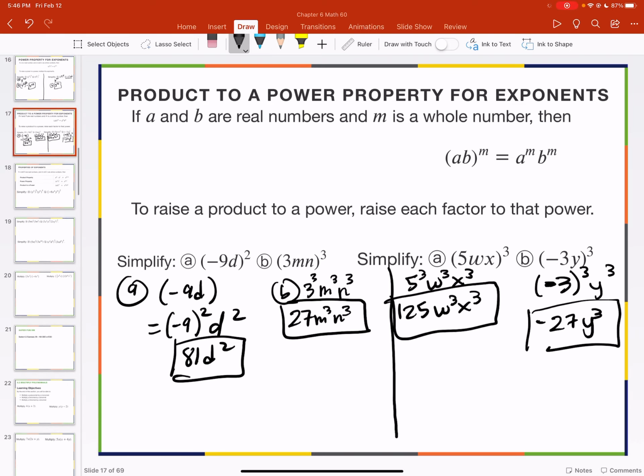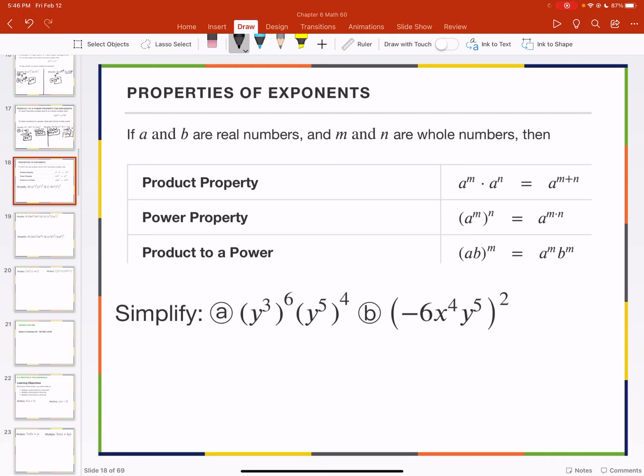Okay. All right. Let's do some. So far, what properties of exponents did we cover? The product, the power, and power of a product to a power. So let's use them all together. Okay, so for A here, let's go ahead and do exponents first. So y to the power 3 raised to the power 6 is going to be y to the 18th. And since there's parentheses, that means times. And then you would do y to the fifth power raised to the 4th power. That's going to be y to the 20th power, right? Because 5 times 4 is 20.